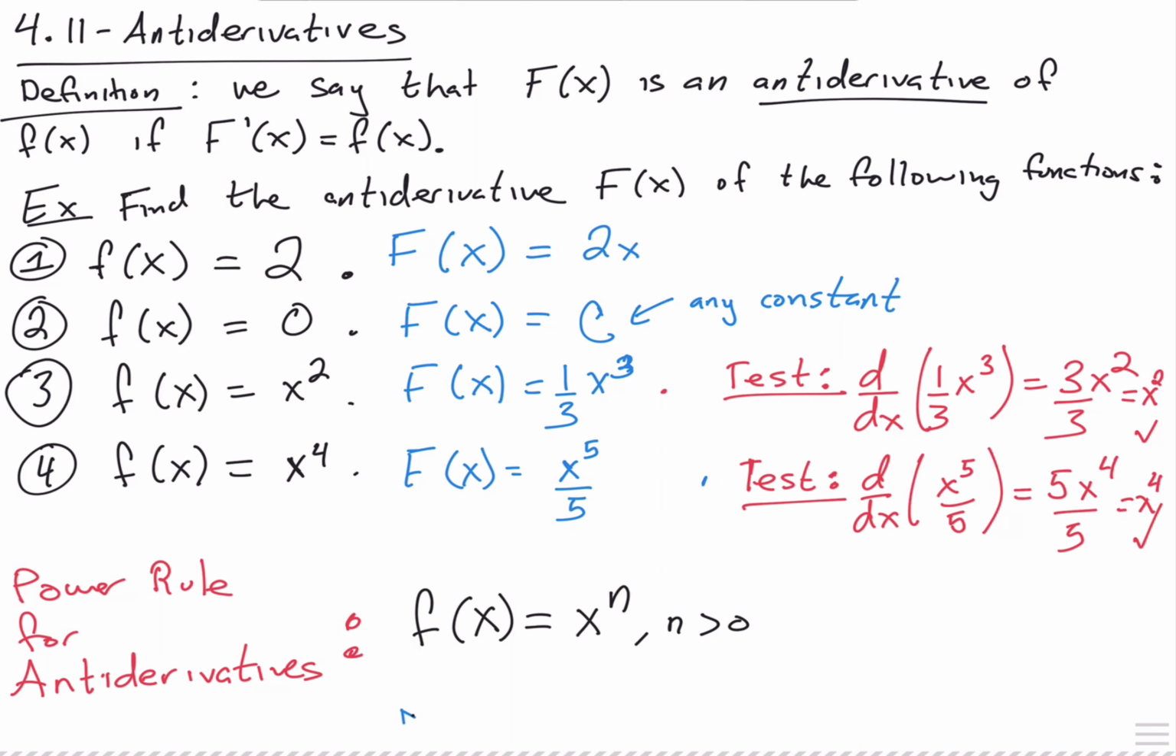Then the antiderivative of that, in general, what would that be? X to the n plus 1, right? So notice how it's pretty much the same as the power rule, just backwards. Instead of bringing the number down and then subtracting 1, you add 1 to the exponent and then divide by it. So it's pretty much the opposite.